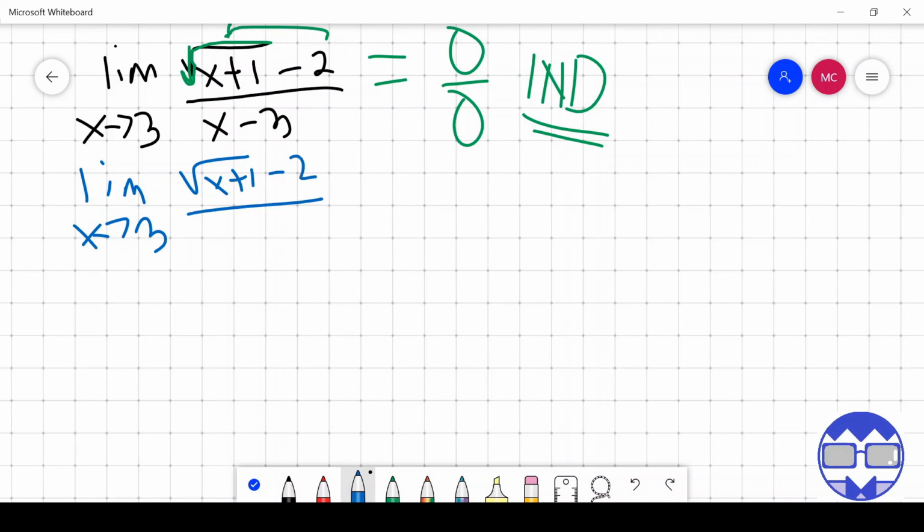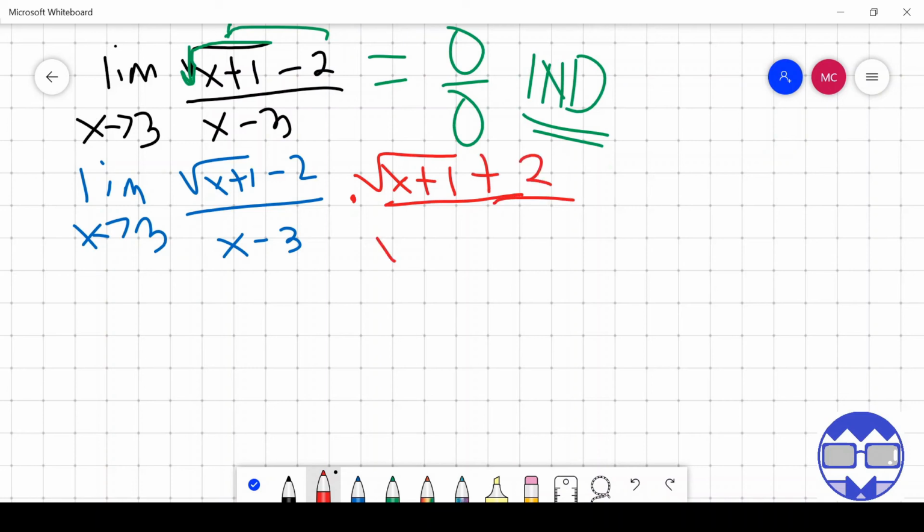Observe that the complicated part of the function is still in the numerator, because the radical is in the numerator. So we are going to multiply by the conjugate of square root of x plus 1 minus 2. What is the conjugate of the numerator? It is square root of x plus 1, again considered as one term, so instead of minus we have plus 2. Whatever we multiply in the numerator, we also multiply in the denominator.